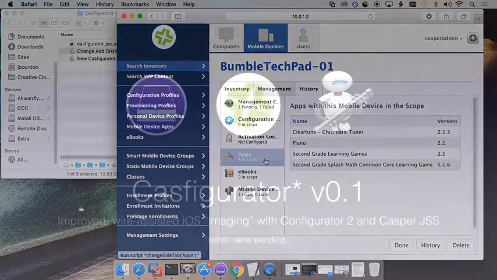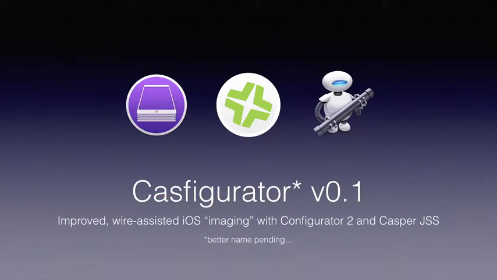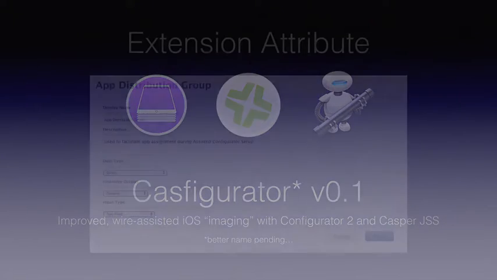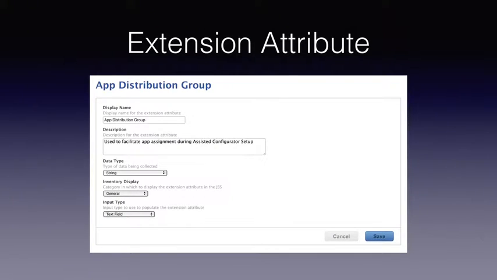Before I demo the JSS setup script, let's cut to me from the past and go over the basics of how Casfigurator functions. First, there's an extension attribute where we'll write the data for our app distribution group lists. Our script will populate space-separated values to this extension attribute for each device we run it on.